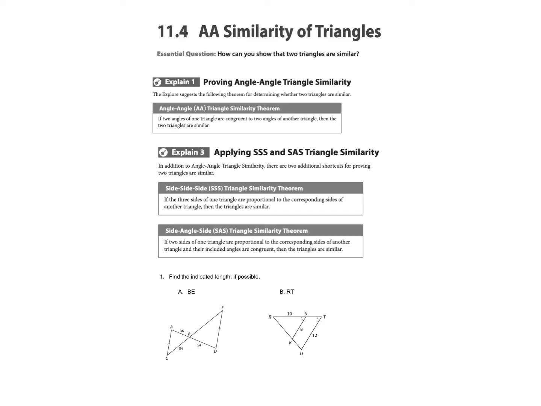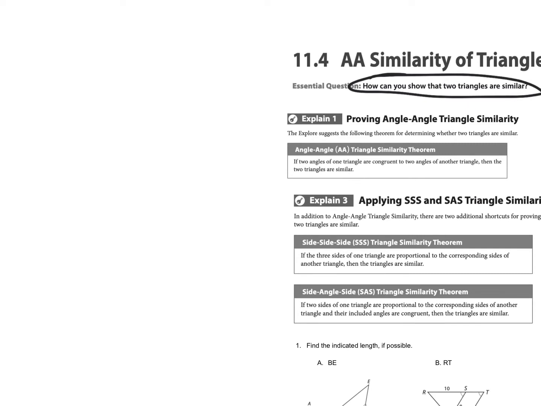Okay, so this section is AA similarity of triangles. So how do you show that two triangles are similar? Let's talk about this first. So, triangle congruency.